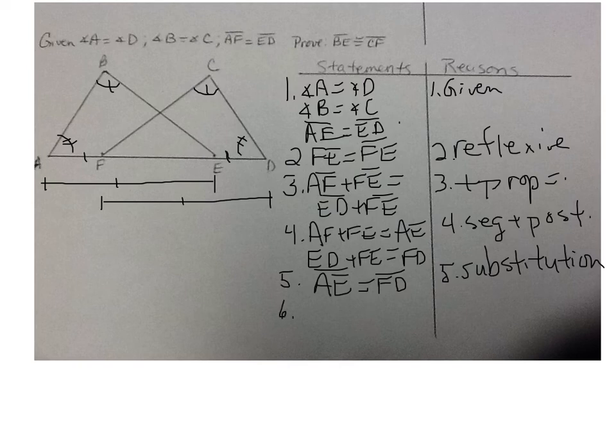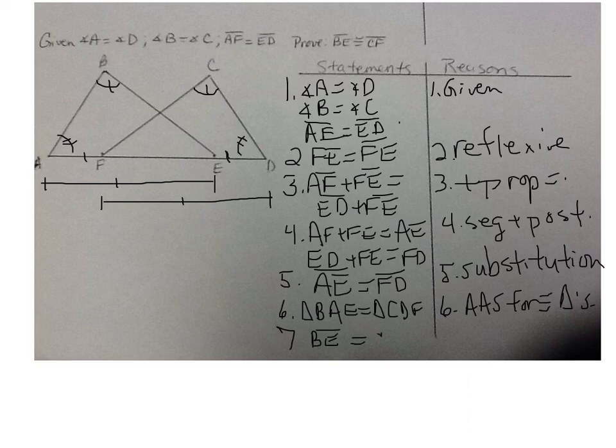So now I can say that my triangle BAE is congruent to triangle CDF, and the congruence pattern that we see is angle, angle, side for congruent triangles. And now that my triangles are congruent, I have BE is congruent to CF, and that is because corresponding parts of congruent triangles are congruent. We verify that we have it in the right location. I have BE and CF, so they are indeed congruent, and that is it.